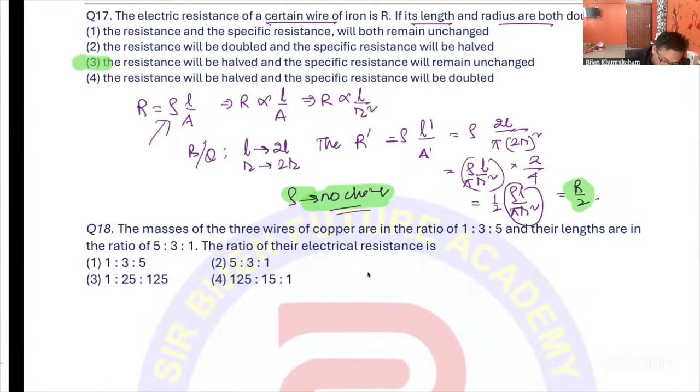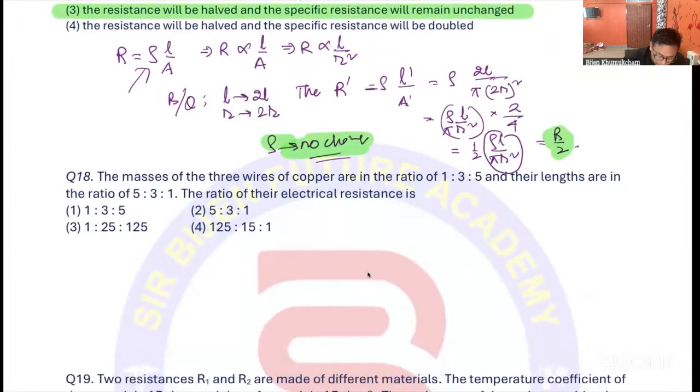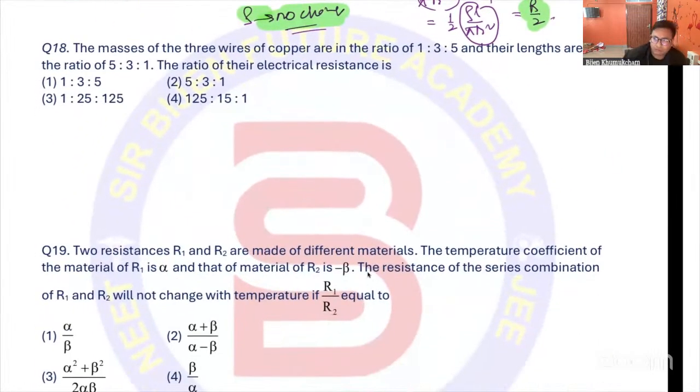Option number 3 is the correct option. So let's move to the next question, question number 18. The masses of 3 wires, all of copper material, are in the ratio 1 is to 3 is to 5, and their lengths are in the ratio 5 is to 3 is to 1. Find the ratio of their electrical resistance.